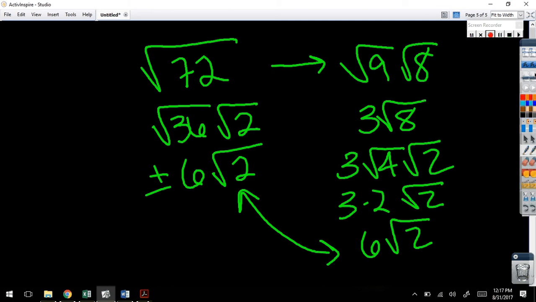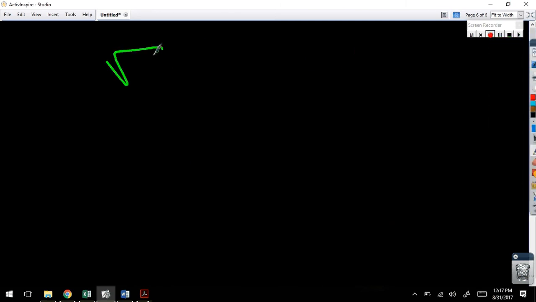What if I did this? Going a little backwards here. This 21, yeah. Square root of 6 times square root of 21. You want us to do it backwards? Well, what would you do if I asked you to simplify that?